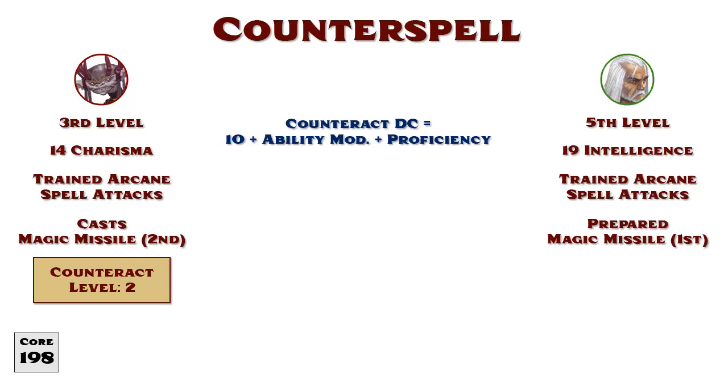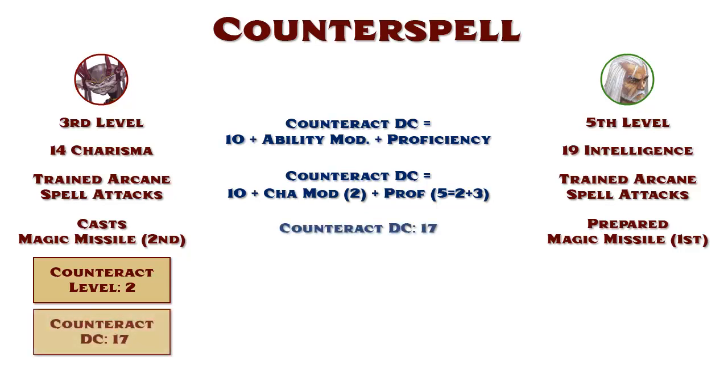So here, the Hobgoblin's spell DC is 10 plus 2 for having a 14 charisma, plus 5 for its proficiency modifier. And that proficiency modifier is 2 for being trained plus 3rd level. And this makes his final spell DC 17. That may feel very cumbersome, but remember, if you're using a stat block from an adventure or bestiary, then the spell DC is already provided. That takes care of the Hobgoblin. It has a counteract DC of 17 and a counteract level of 2.